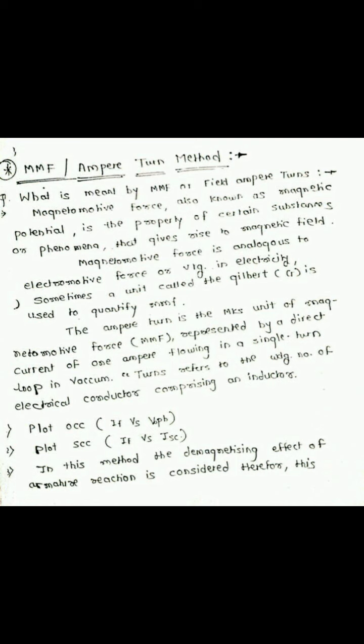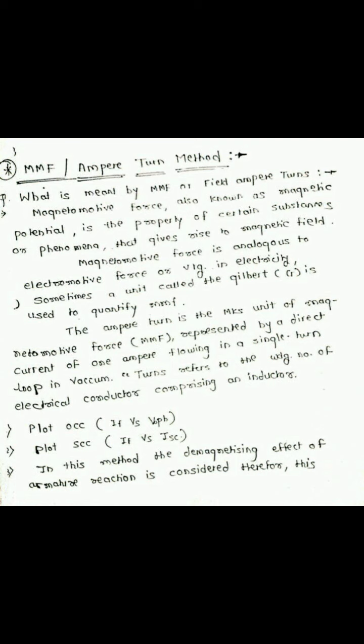So MMF, the long form of MMF, is magnetomotive force. The magnetomotive force, also known as magnetic potential, is the property of a certain substance or phenomenon that gives rise to the magnetic field. So magnetomotive force is the property of that particular material or substance which gives rise to the magnetic field. Magnetomotive force is analogous to the electromotive force or voltage in electricity.